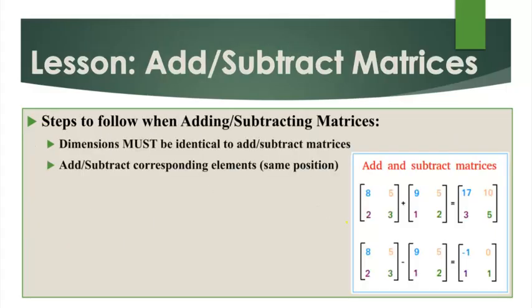Now to the adding and subtracting rules. So the steps to follow when you're adding and subtracting matrices: the dimensions must be identical for you to add and subtract, and all you're doing is adding and subtracting the corresponding elements. That means they're in the same position. So 8 plus 9 gives you 17. They're in the first row and first column of each matrix. So that goes in the first row, first column of your solution matrix. And 5 plus 5 is 10. That's in row 1, column 2. So that should be in row 1, column 2 of your solution matrix.